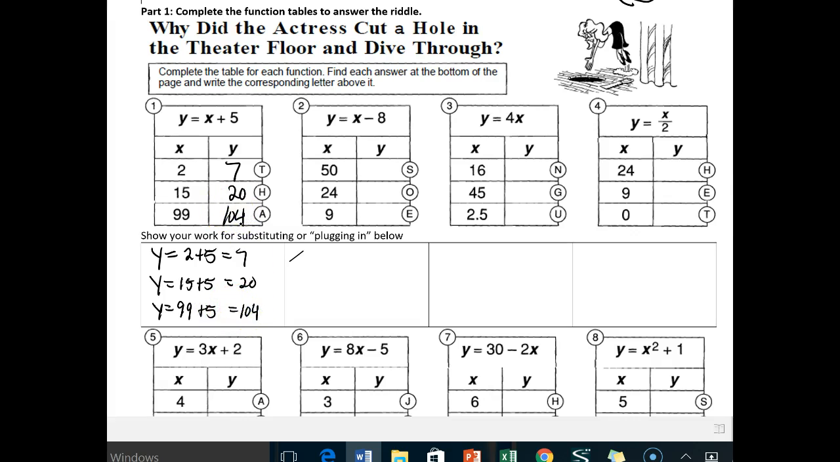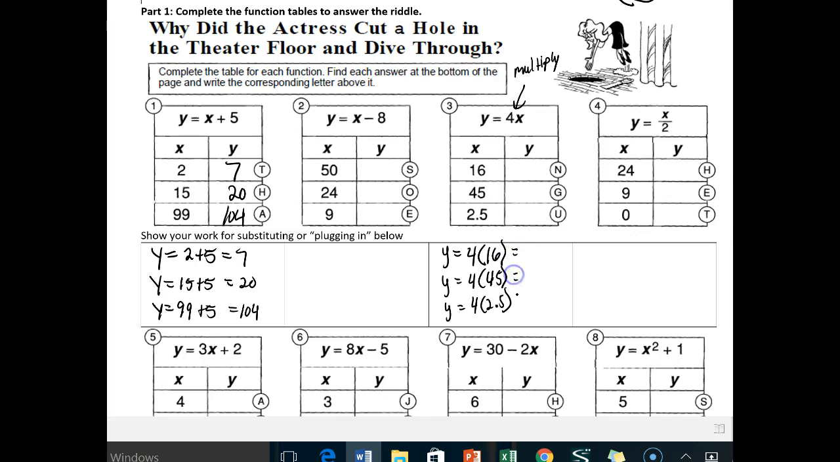All right, so that's simple. And please make sure on even problems you show work just like I did right there. All right, for number 3, remember this means multiplication. So we're going to multiply here when I plug in. So y is equal to 4 parentheses 16. Y is equal to 4 parentheses 45. Y is equal to 4 parentheses 2.5.